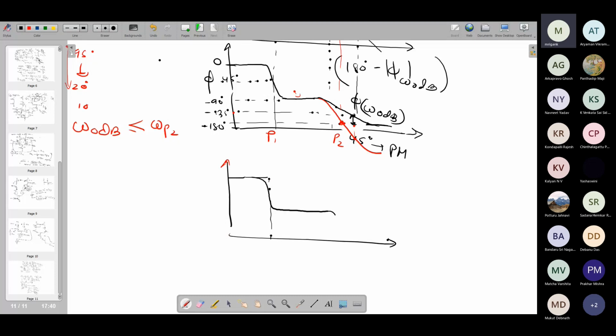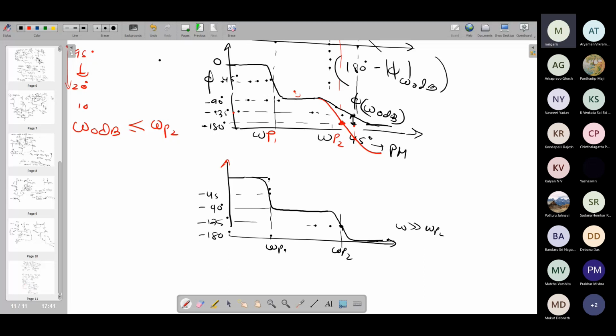And then at the second pole exactly, you achieve another minus 45 degree. So this is minus 45, this is minus 90, this is minus 135. And then ideally, as your omega approaches much higher than omega P2, which is here, omega P1, omega P2, when your frequency becomes much higher than omega P2, then it asymptotically approaches 180 degree. Ideally, in the response, it will approach 180 degree.